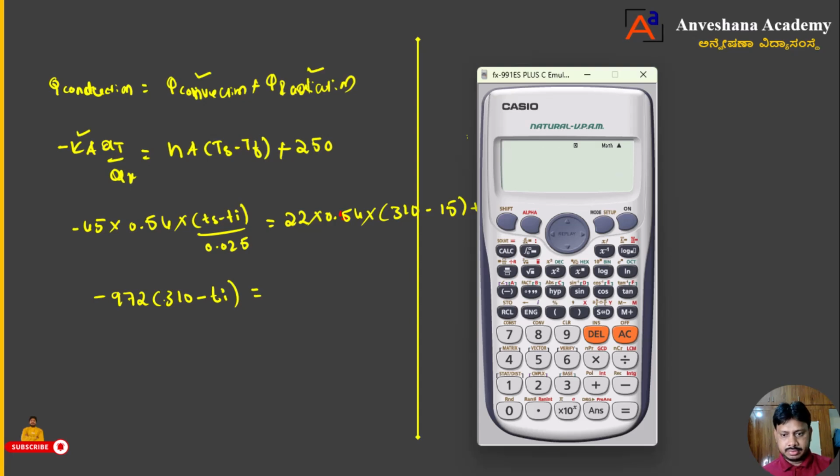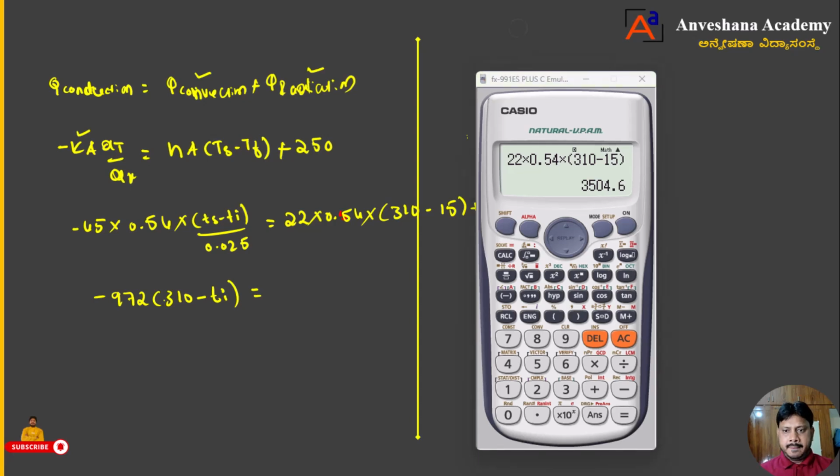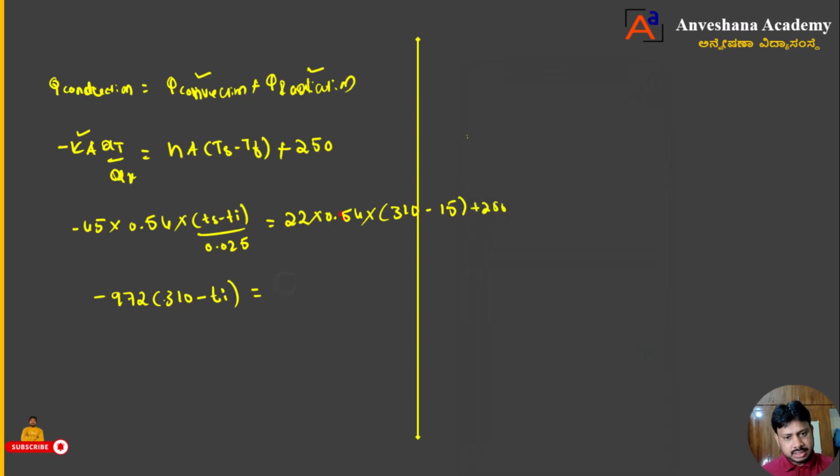That is 22 into 0.54 into 310 minus 15, minus 15 plus 250. So how much did I get? That is 3754. So I will write it here, 3754. Okay, fine. Now I will do the simplification.